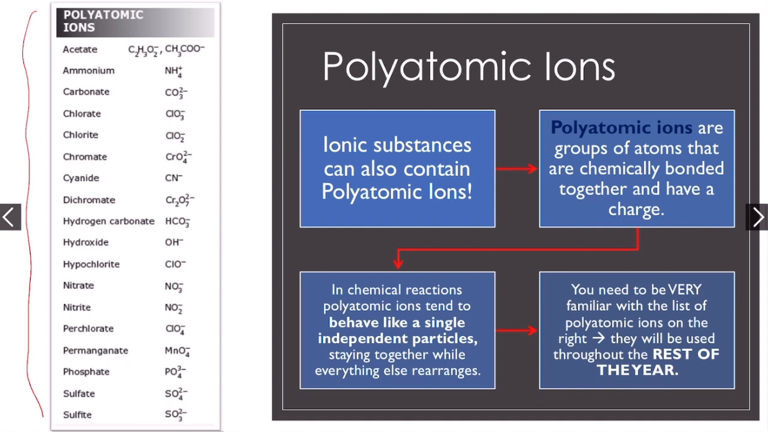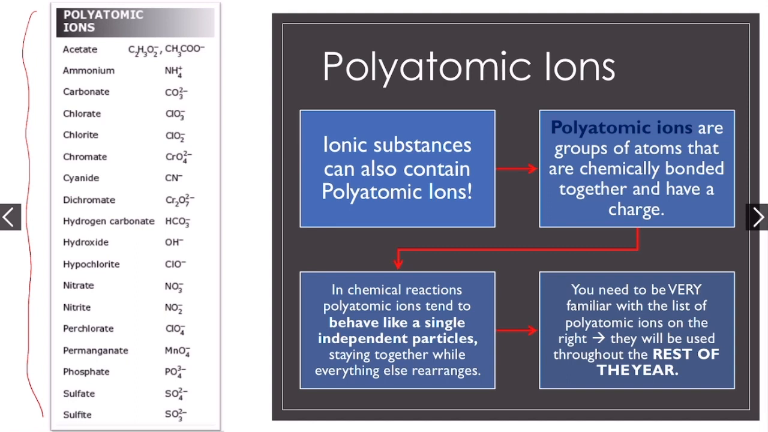You need to be very familiar with this list right here of polyatomic ions. One, because you're going to have to eventually get to a point where you can look at a chemical formula and say that definitely contains a polyatomic ion, and you need to be able to show me which part of that formula is the polyatomic ion.